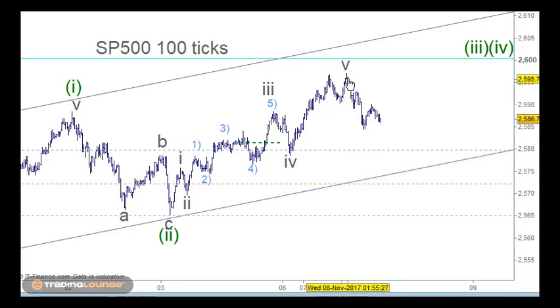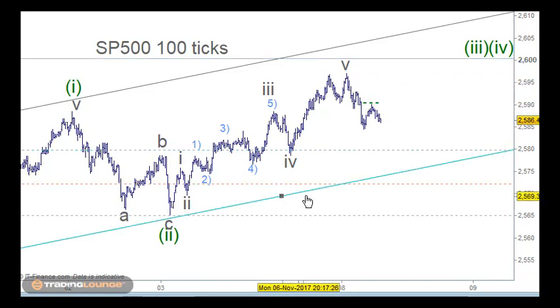So we can look at this as an A and a B and a C here as a corrective pullback, the same as this one here. And we could look at this as wave 1 moving up through here. I can't draw on that side of the price here, of course, but I'll just put that there. So if the market pushes up through there, then that's going to be our next trade to the long side.